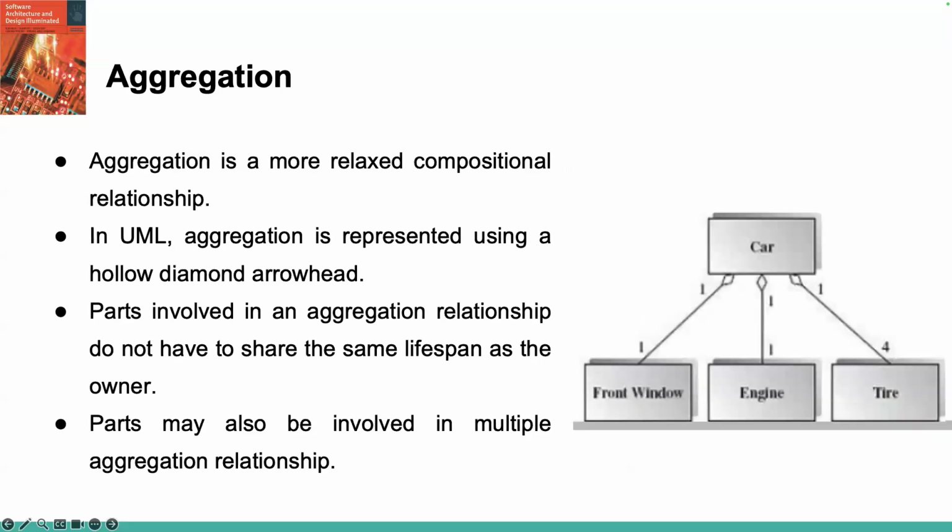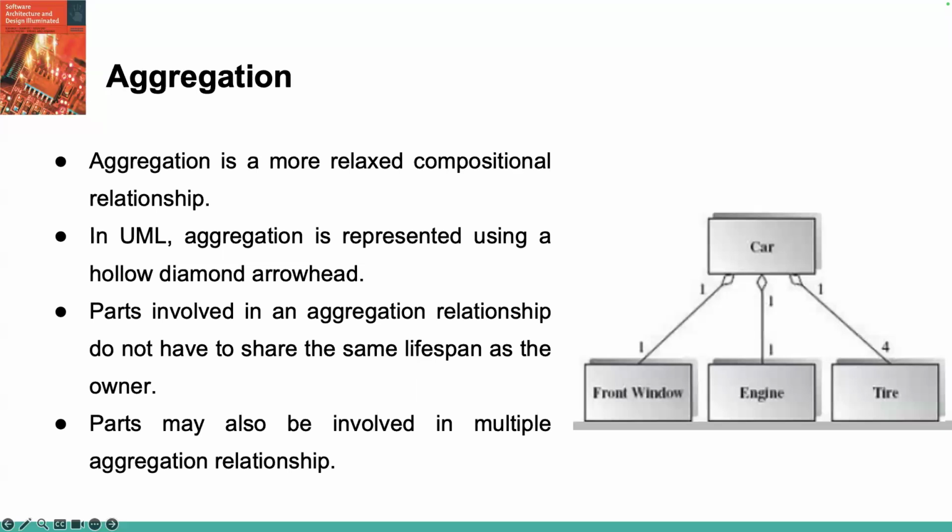Unlike composition, aggregation is a more relaxed form of the whole-part relationship in object-oriented design. In an aggregation relationship, the parts do not necessarily share the same lifespan as the whole, and they can exist independently or even participate in multiple aggregation relationships. Take this diagram for an example.